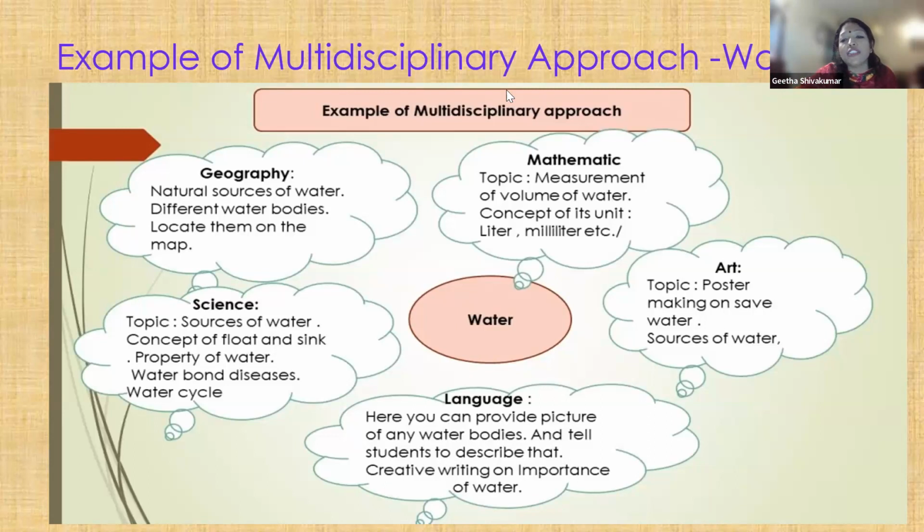So the main difference between multidisciplinary and interdisciplinary is, remember, multi: I need to connect all the subjects which my school is offering. And interdisciplinary is where I connect only the 3 or 4 subjects which are under social science.